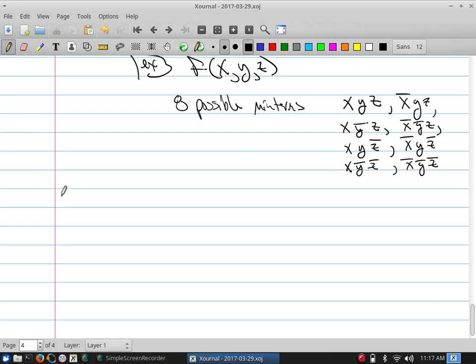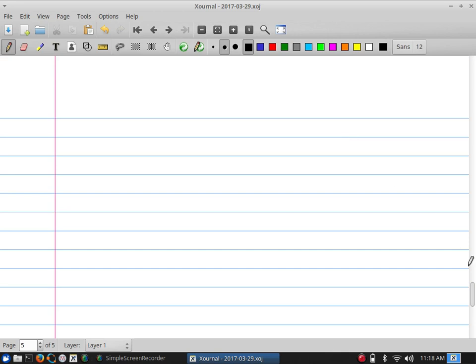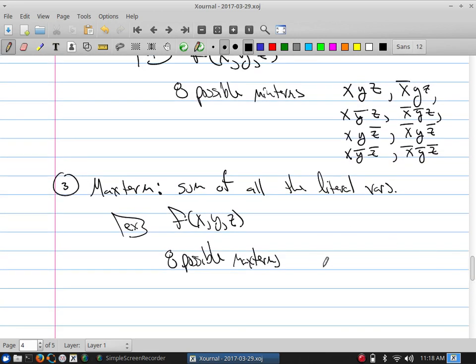Another thing that we can look at here would be a max term. A max term is the sum of all literal variables. Again, if I had an example, if I had f of x, y, z, we would have 8 possible max terms. What are the 8 possible max terms?